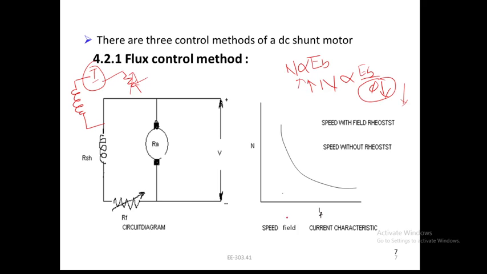If we observe the graph between speed and field current, a higher field current gives a lower speed. If you decrease the field current, the speed will increase; if the field is increased, the speed will decrease. That's why practically we get a graph like this.